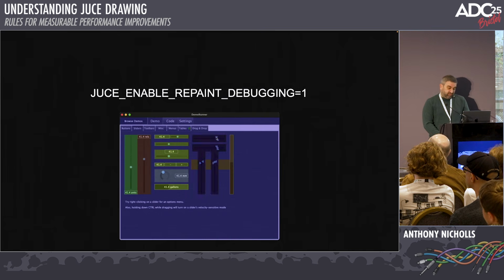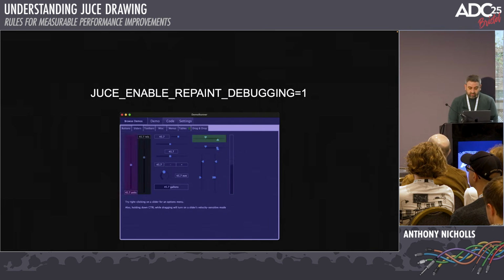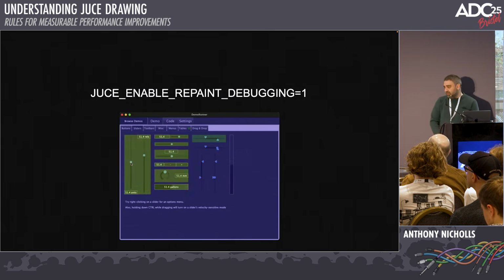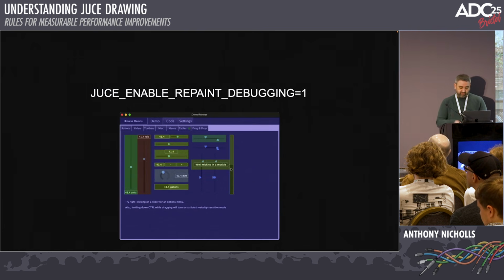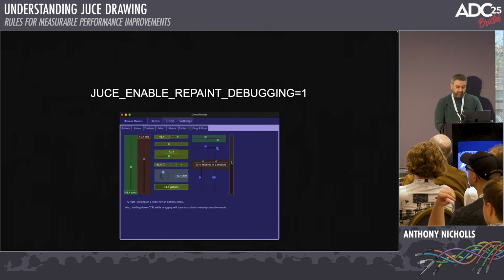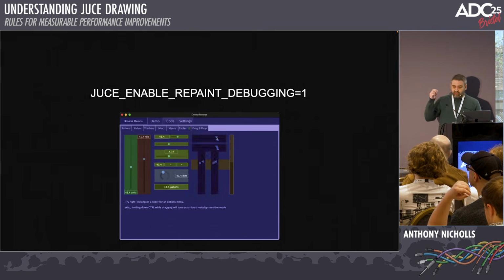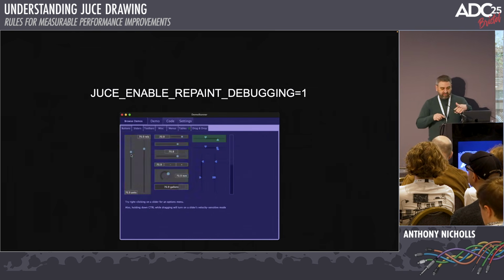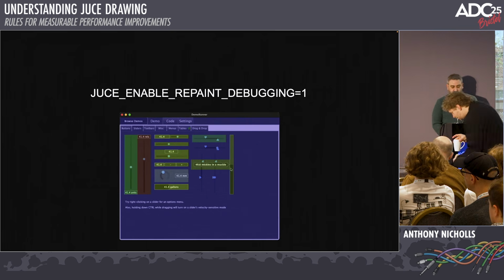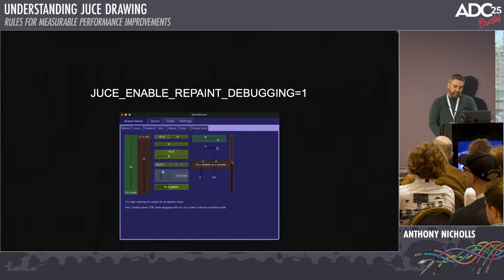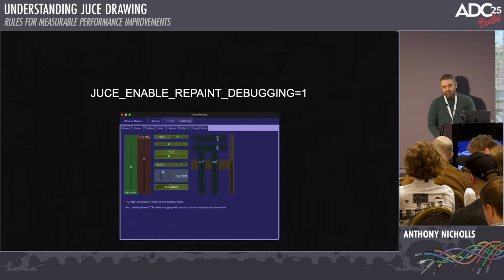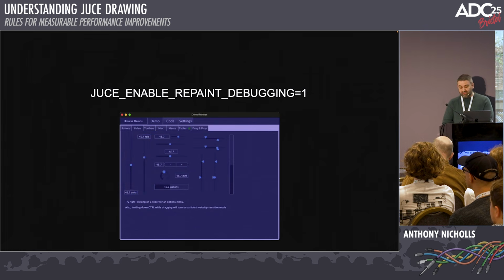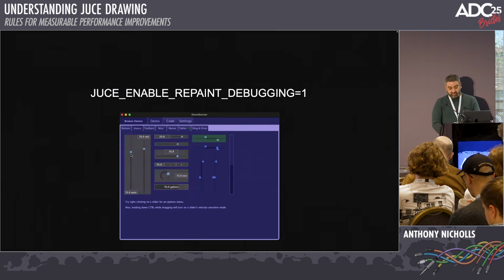So one of the first things you might learn is something like the JUCE enable repaint debugging. It's useful for some stuff. You can turn this flag on, build your project, and everywhere that you're repainting, you'll see a randomized color, slightly transparent, laid over the area that's being repainted. But you're not going to know how long it took. If you've got a component on top of another component, you don't really know which one was causing the painting. You don't know why that one's being repainted.